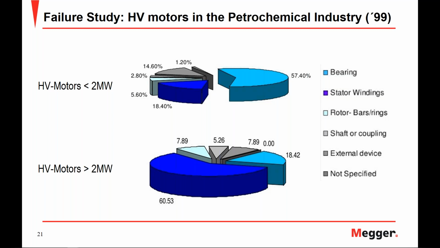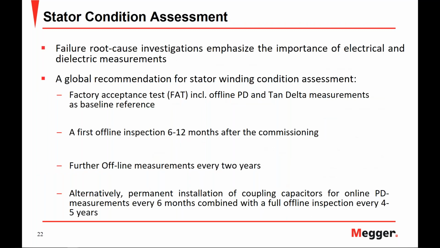A similar CIGRE study is available from an investigation made on 1,200 hydro generators, and in this particular case, the stator winding insulation damage represented 56% of the overall cases. So these failure root cause investigations really show and emphasize the importance of electrical and dielectric testing to assess the condition of the rotating machine stator windings.